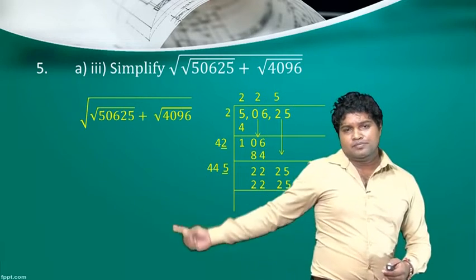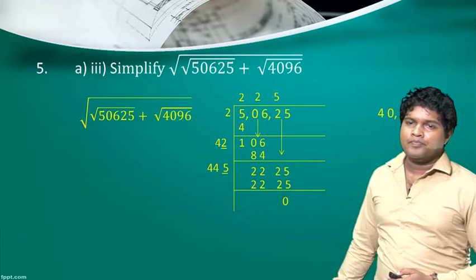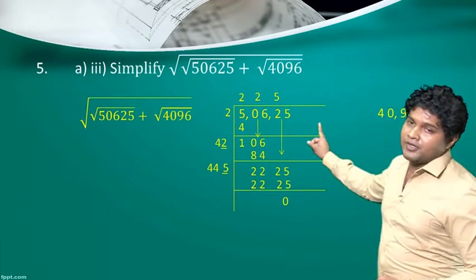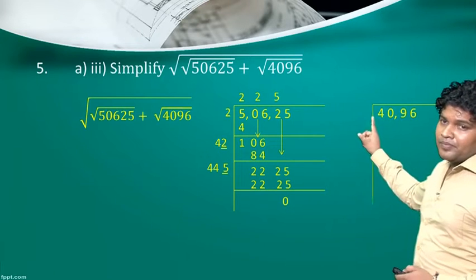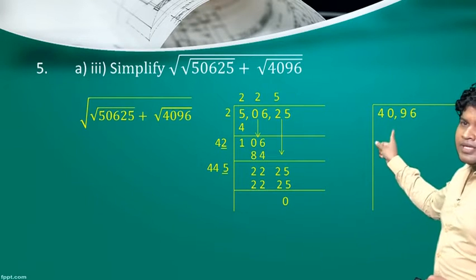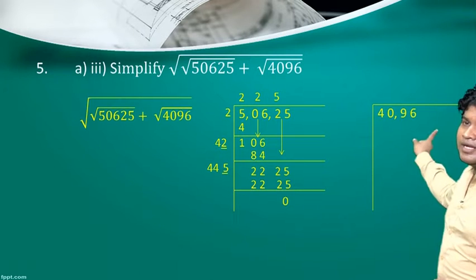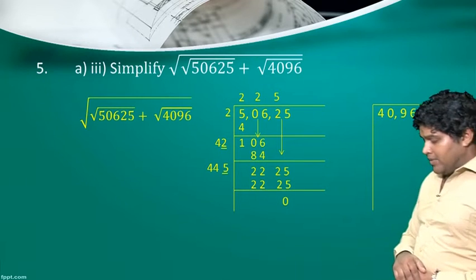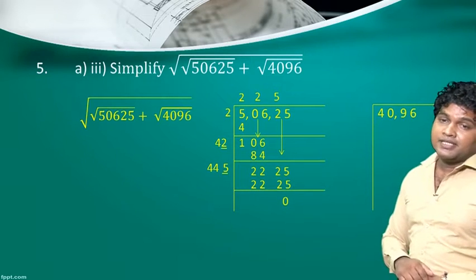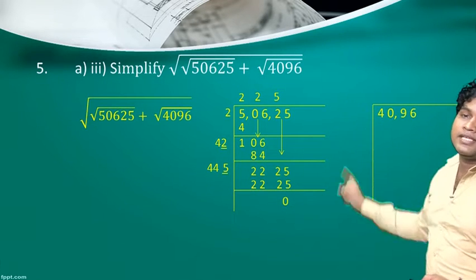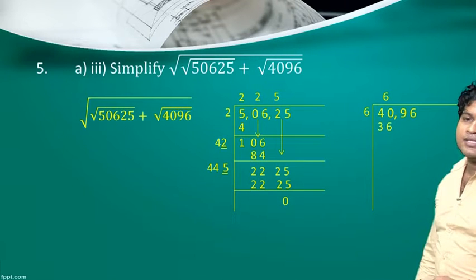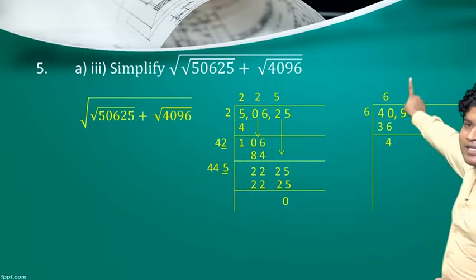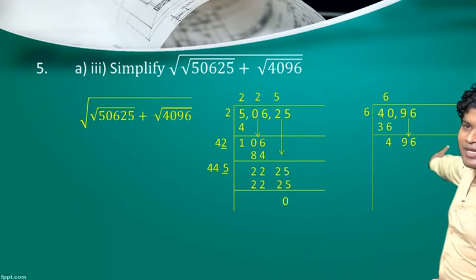50,625. The next one, 4,096. Right, square root, same process. 40 and 96 as well. What is the approximate square number for 40? You know 36. 36 can be written as 6 times 6. The gap is 4. Then 96 comes down, so 496.